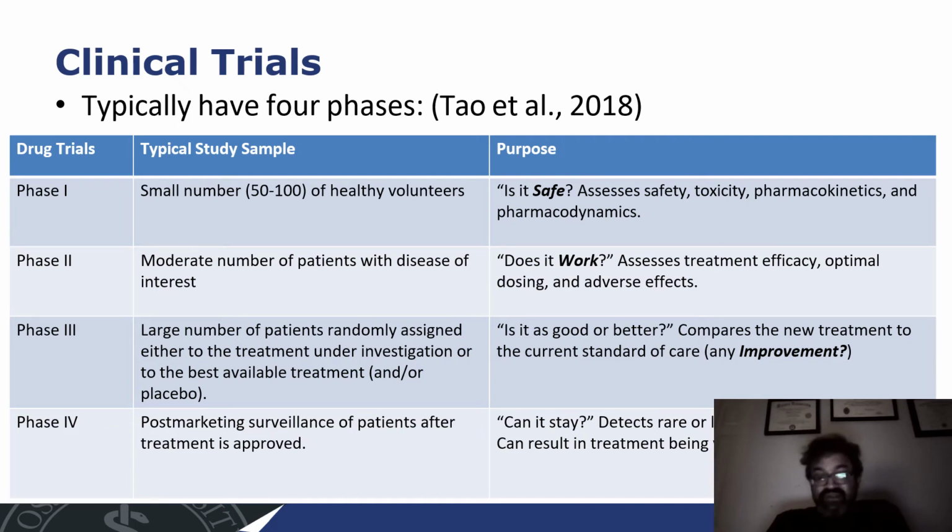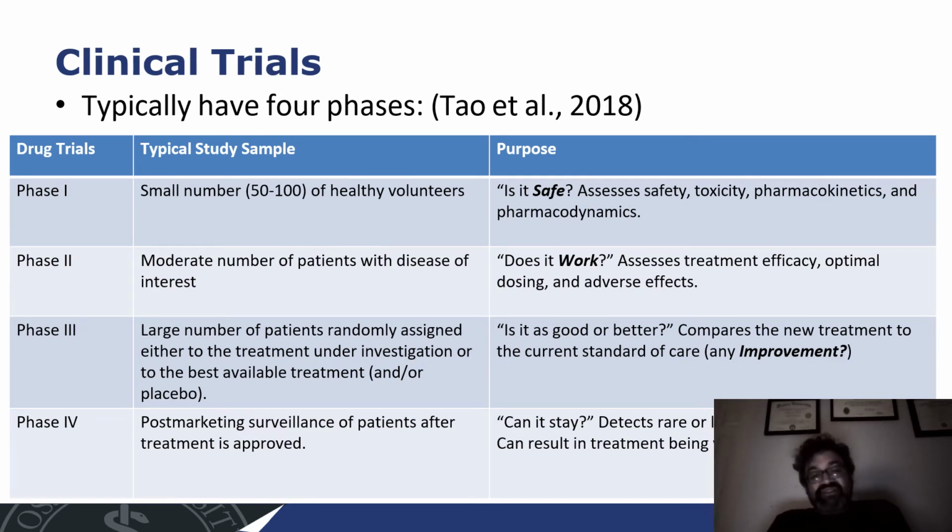Now, when you're looking at phase 2, there is a moderate number of patients with the disease of interest. So does it work? That's the next question in phase 2. Safety is established in phase 1, but when you try to understand whether it works, that's when you have to ask questions, and this was true of the development of the vaccine for COVID. It assesses treatment efficacy, optimal dosing, and adverse effects. So is it safe, and does it work?